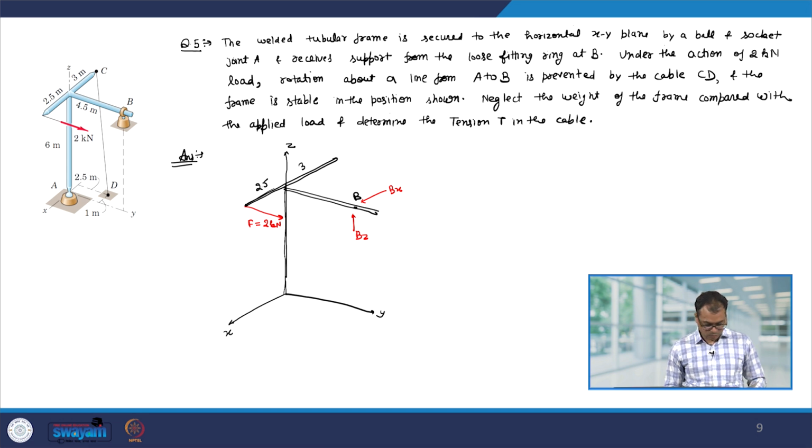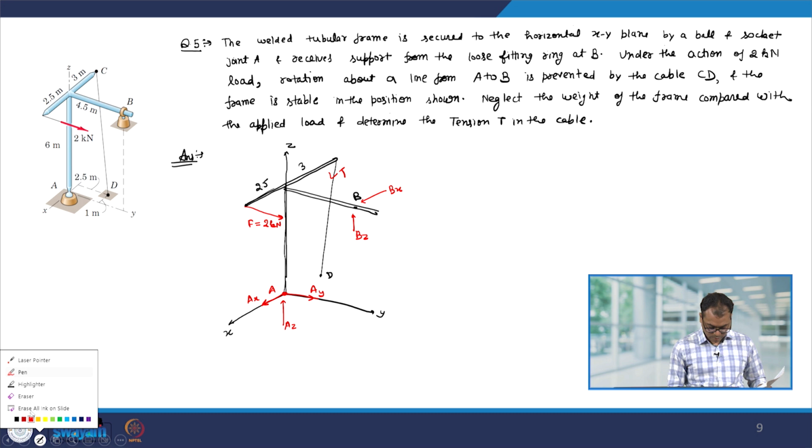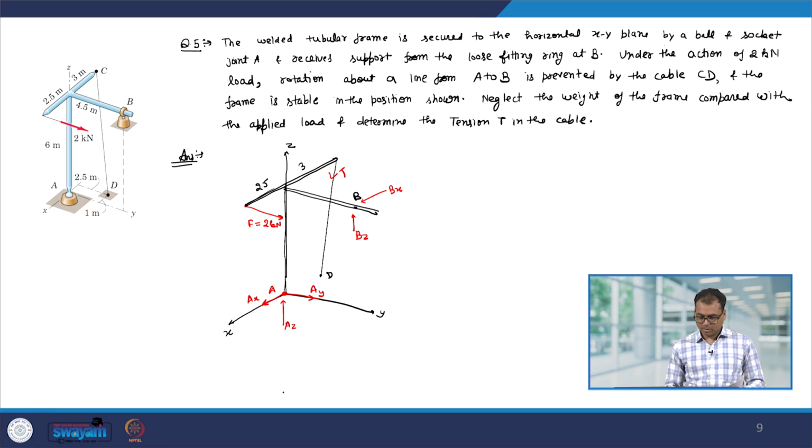Now, also at point A, we will have 3 reaction forces. So, let us say Az, then the force along the x direction and the reaction force along the y direction. And also there is this cable. So therefore, there is a tension force away from the body. So it will be along CD. Now in this problem, we have to determine what is T.